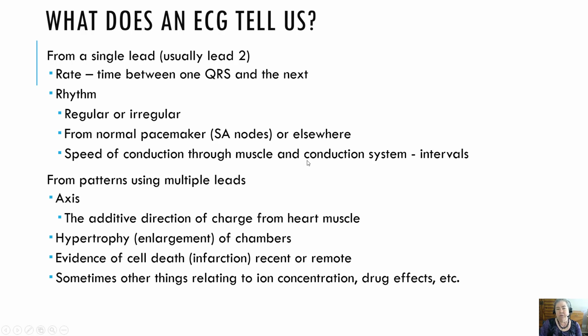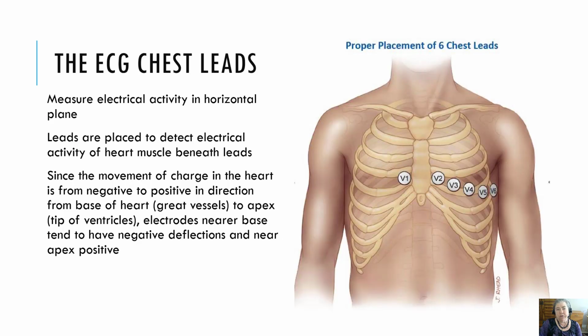Using multiple leads, there are a lot of other things we can figure out. There's something called axis, which is the additive direction of charge from heart muscle, and we plot that on this Einthoven's triangle.